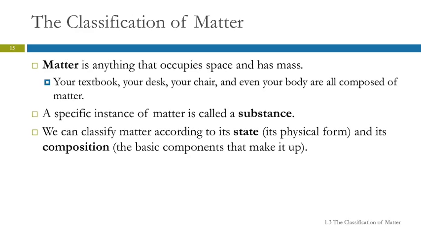A specific instance of matter is called a substance. So, this pencil could be called a substance. Water is a substance. It's a particular kind of matter. So we can classify by the state, the physical form. Is it a liquid? Is it a solid? Or we can classify it by the composition. What are the things that are making it up? What are the atoms and molecules doing?